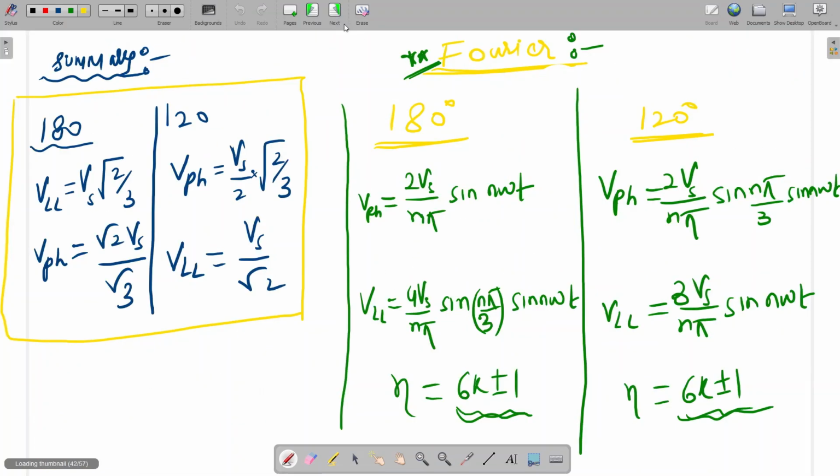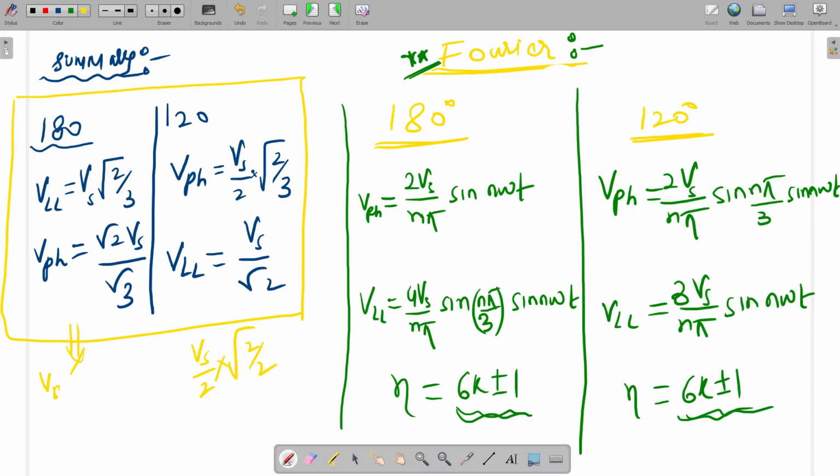So the summary I have written here. How we can remember it, I will tell you. For 180 degree mode, we remember the line voltage. VL is equal to Vs into root 2 by 3. We can correlate like this: whatever is the line voltage for 180-degree mode, the same kind of equation will come for phase voltage in case of 120-degree mode, but that will be multiplied by Vs by 2. So Vs by 2 into root 2 by 3.